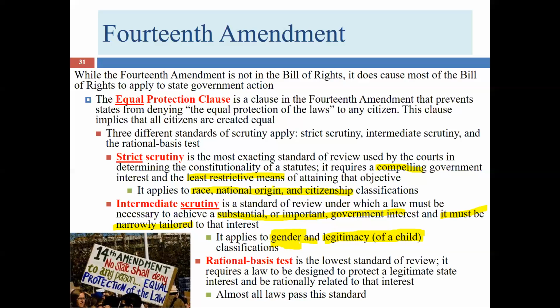Then we have rational basis. And if the government always loses with strict scrutiny, the government almost always wins with rational basis. So this is a very low standard. This is all the other cases. So when the government wants to distinguish people in situations other than race, national origin, citizenship, gender, and legitimacy, as long as it can show a legitimate state interest and that the way that the law is going to proceed is rationally related to that interest, then the government is going to say that that is a constitutional way to proceed.